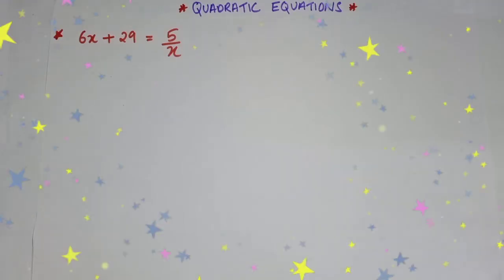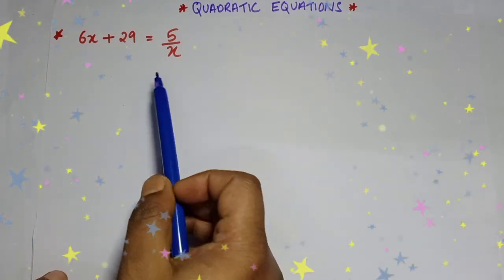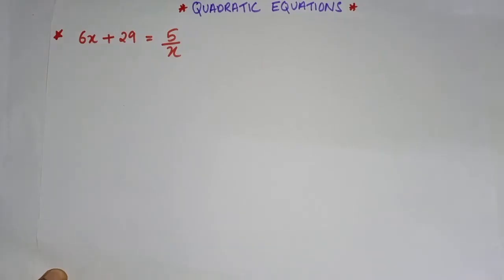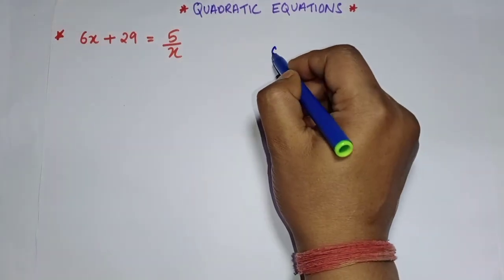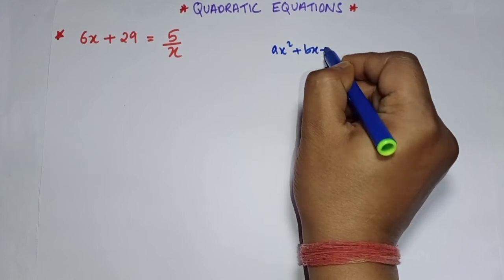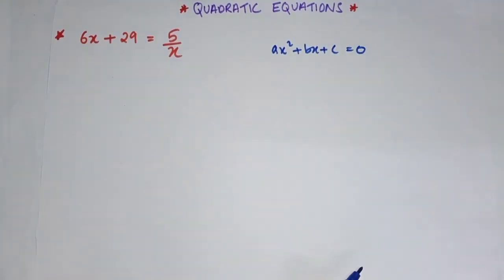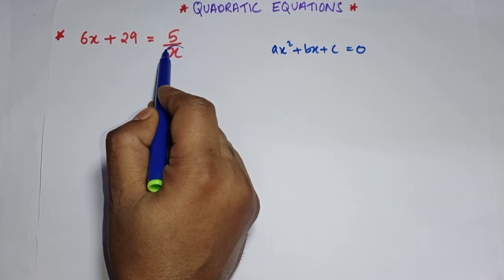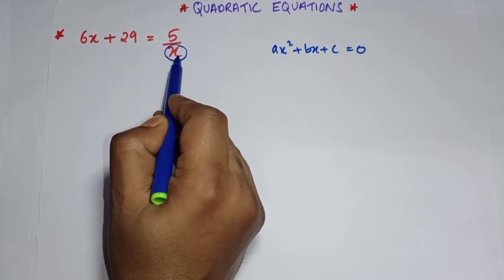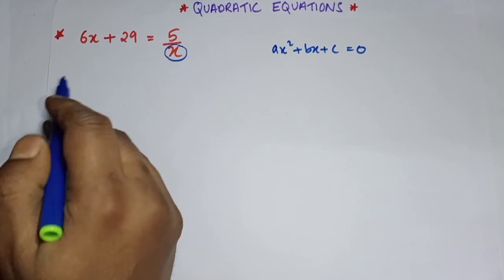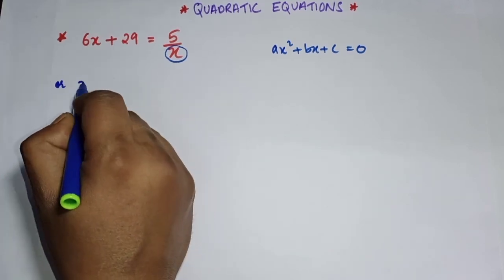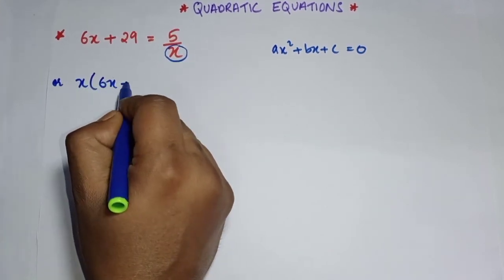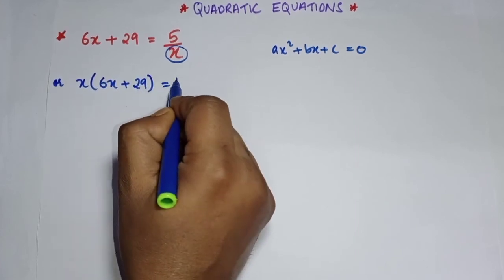So here we are ready with another question. You can see here, again, is it in the standard form? No, it's not in the standard form. So what is the standard form? ax square plus bx plus c is equal to 0. So first I have to make it in the standard form, then only we can solve this. You can see here in the denominator there is x, so divide is there. So when it goes that side it will be multiply. So what can I write? Can I write like this? x times 6x plus 29 equals 5.